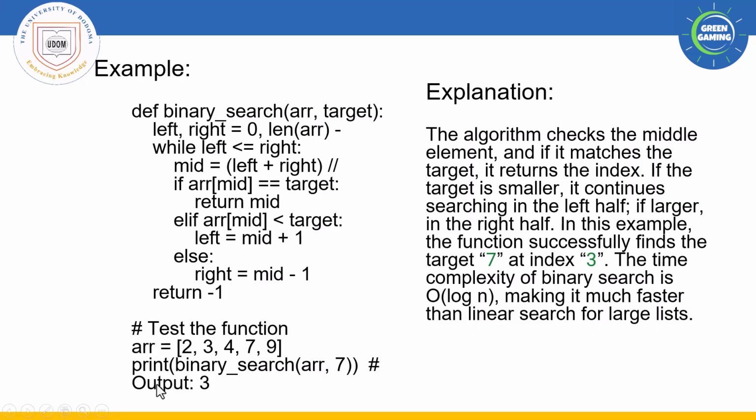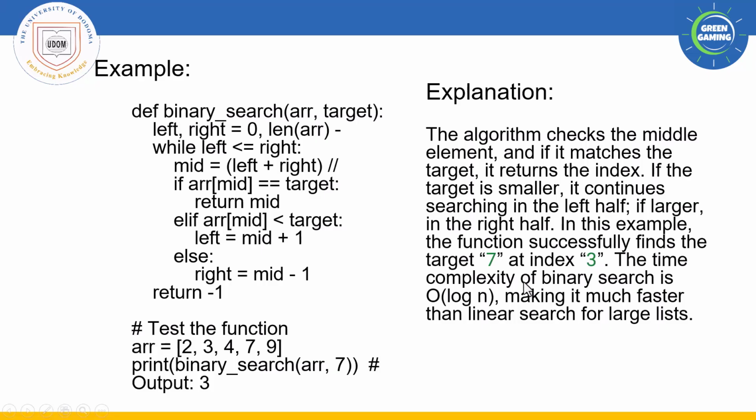As you see here, the output is 3, meaning the output is index 3: 0, 1, 2, and 3. Index 3 is where the 7 was found. So the algorithm checks the middle element, and if it matches the target, it returns the index. If the target is smaller, it continues searching in the left half. If larger, in the right half. So in this example, the function successfully finds the target 7 at index 3.